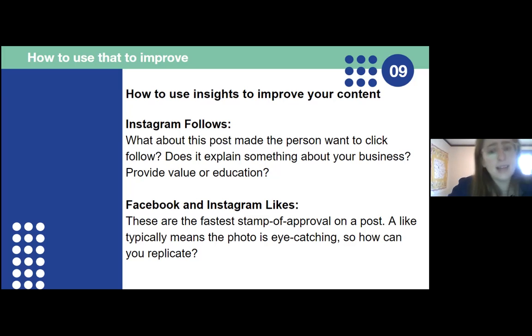Like I mentioned, likes are kind of the fastest stamp of approval. A lot of people pay attention to likes, and likes are fine, but a like can just simply mean that a photo is eye-catching, and so people liked what they saw. So pay attention to likes. If you have a post that has a lot of likes, definitely see how you can replicate that.